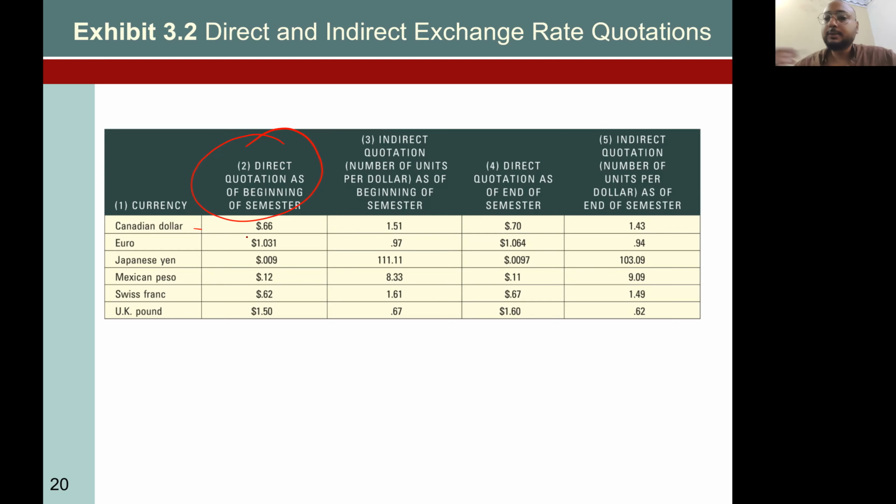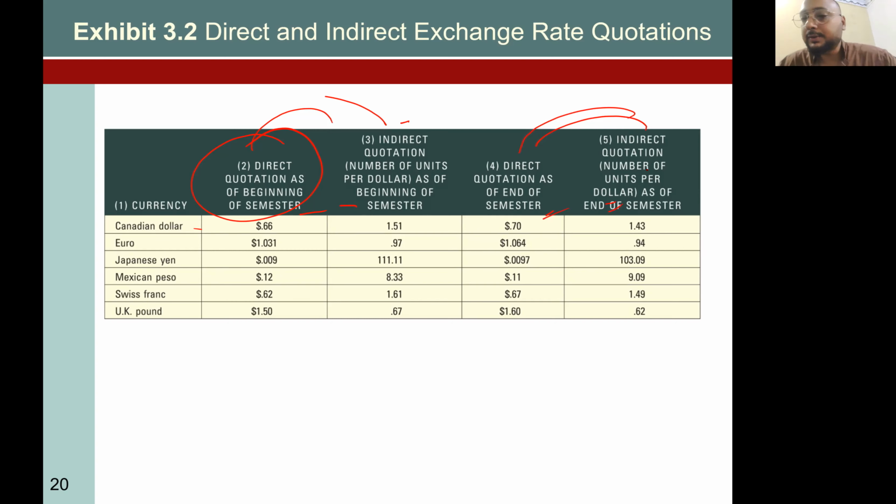So if you are right now joining a semester here and you want to pay the fees, the DHU fees, which is in yuan, so you must have the quotation here. Many of the students are not just from the US, they are from other countries as well. So you can easily convert at the beginning of the semester into direct and at the end of the semester.